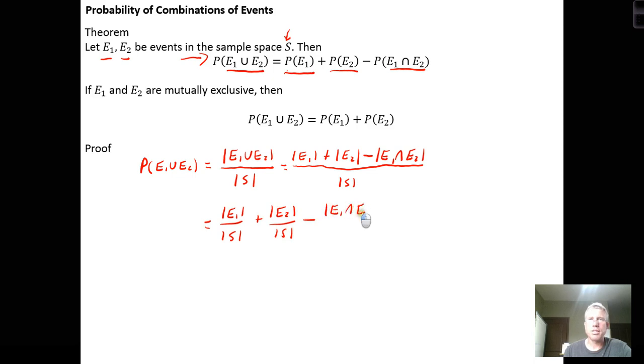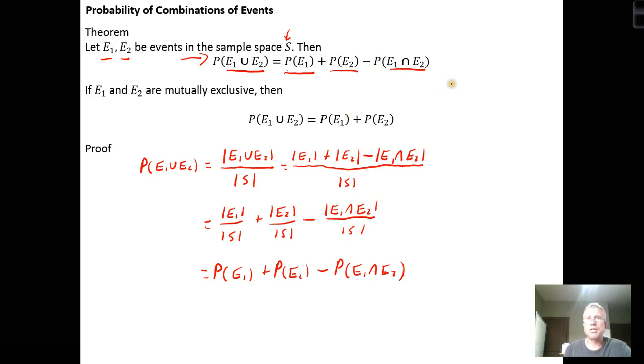Here's the size of the intersection divided by the size of S. And when you look at these, what do you get? You get the size of E1 over S, but that's just the probability of E1. And the number of elements in the set E sub 2 over the size of the sample space is just the probability of E sub 2. And the number of elements in the intersection divided by the size of the sample space is just the probability that the intersection occurs. So it really is the principle of inclusion-exclusion driving this right here.